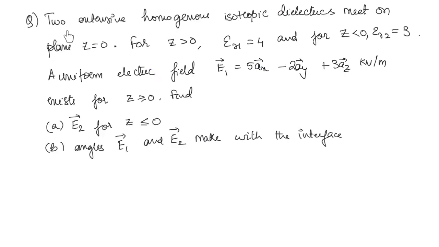Next question. Two extensive homogeneous isotropic dielectrics meet on plane z equal to 0. For z greater than 0, epsilon r1 is equal to 4, and for z less than 0, epsilon r2 is 3. A uniform electric field E1 bar is given like this. It exists for z greater than or equal to 0. The question is to find E2 bar for z less than or equal to 0, and the angles E1 bar and E2 bar make with the interface.